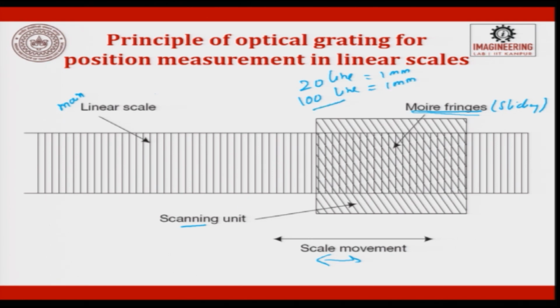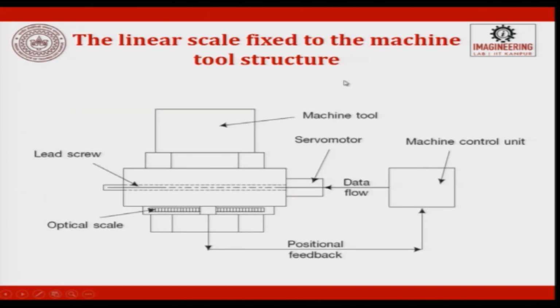So, you get a very high resolution to measure the linear scale, and the linear scale, when it is fixed to a machine, it is fixed along here, and here is a sliding scale. The position is taken and it is given to the machine tool. This is how a linear scale is attached to a machine tool to get the output.